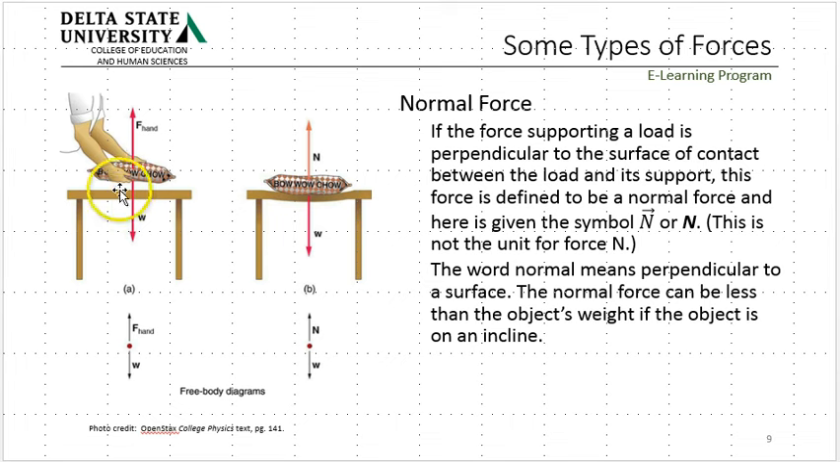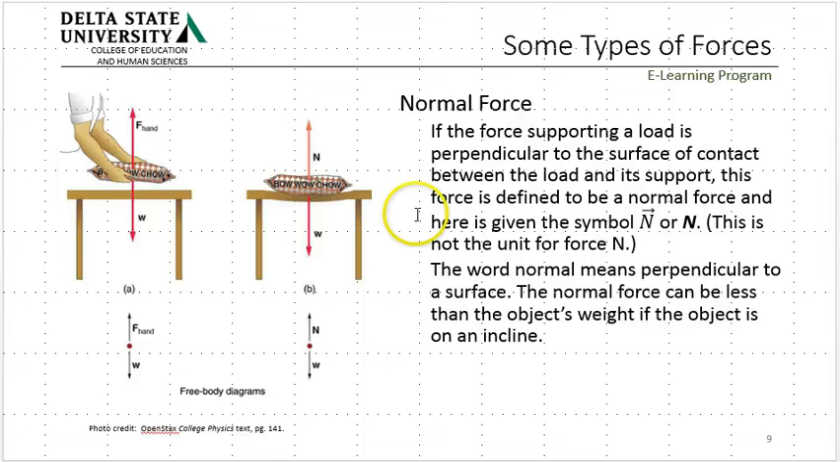So when we put this bag of bow wow chow on the table, the weight of the bag pushes down on the table. What we call the force exerted by the table on the bag, the force upward on the bag, we call the normal force. Usually we give it a symbol N, or N with a little arrow over it. The word normal means perpendicular, right? So the normal force is always perpendicular to the surface.